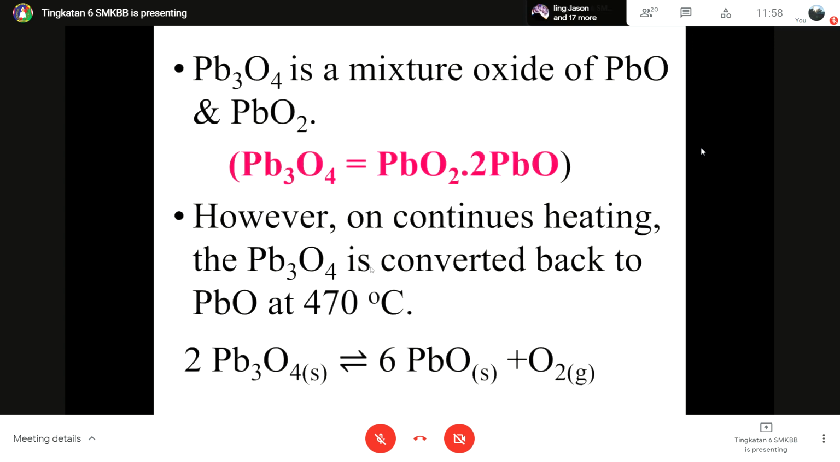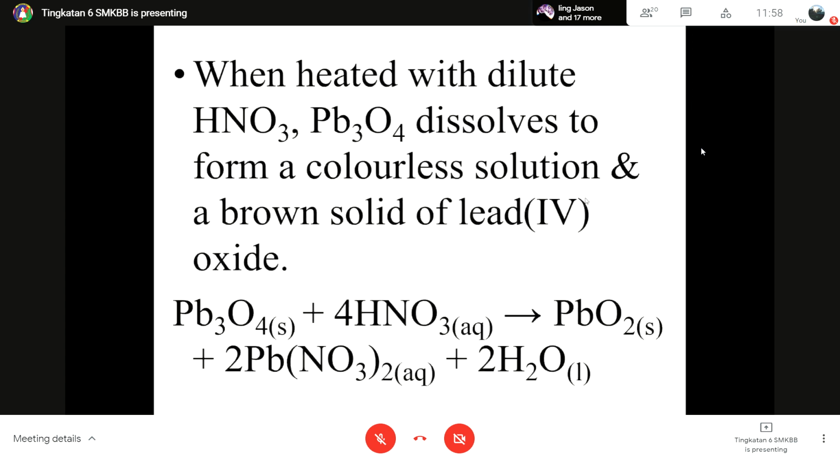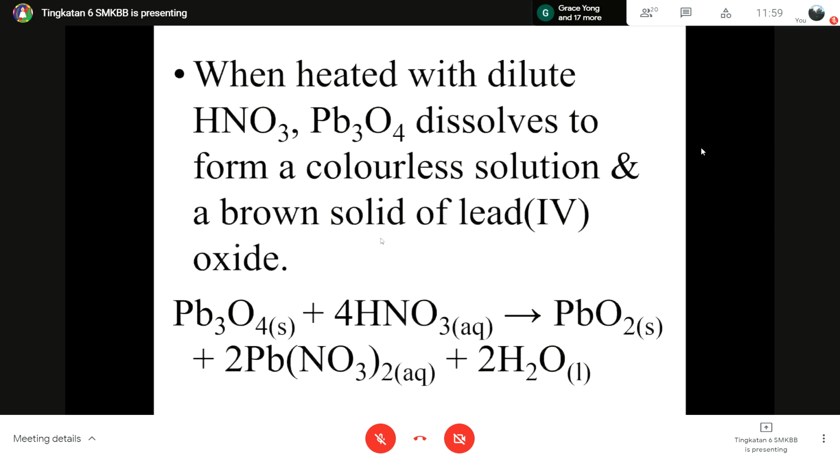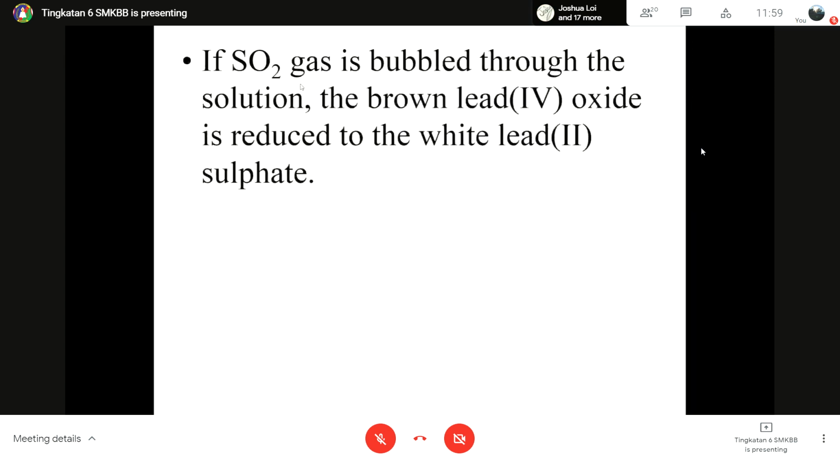And of course, lead 4 oxide, PbO2, if you let it react with sulfur dioxide gas, then you are going to get the white lead 2 sulfate. This way of writing is actually not so good, because this one continues from the one on top, where your PbO2 is a precipitate in a solution. So when you bubble the gas through that solution, the brown precipitate becomes a white precipitate.